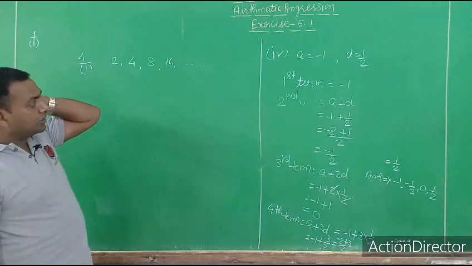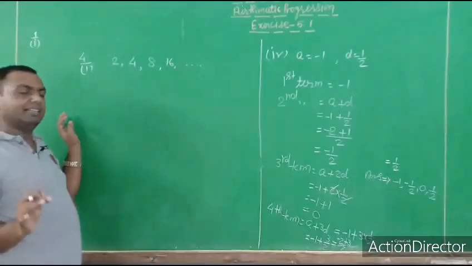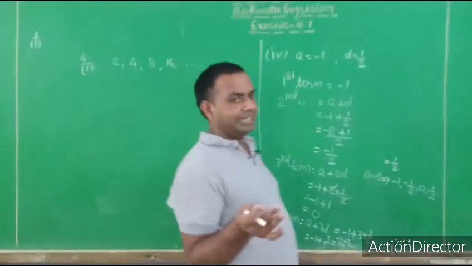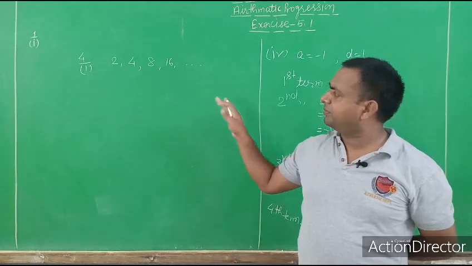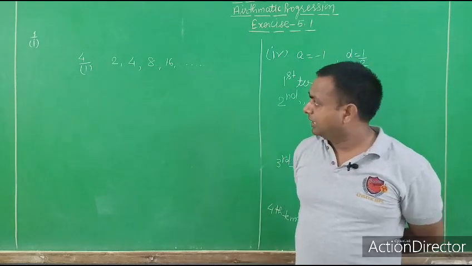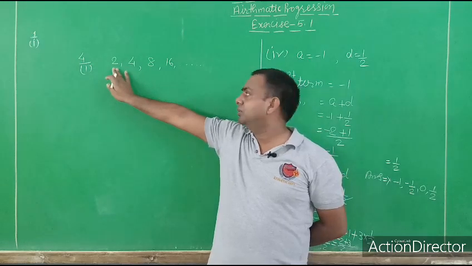Here, first you recognize whether this is an arithmetic progression or not. Further, recognize whether this question is an arithmetic progression or not. Then first you take the common difference between two successive terms. Then you see here 4 minus 2, this is equal to 2.